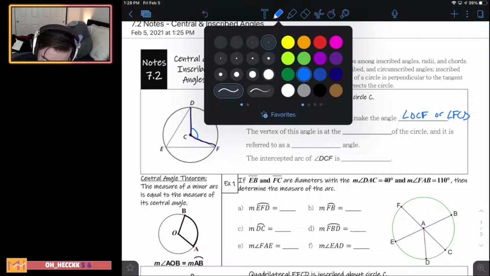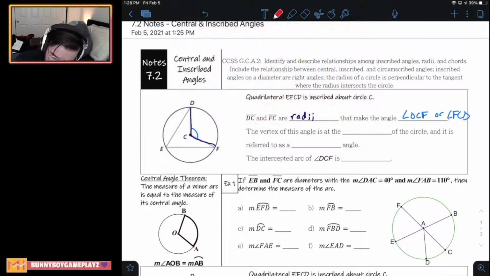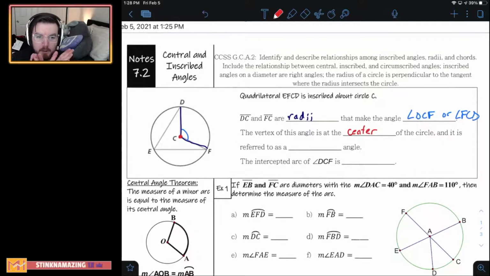The vertex of this angle is at the center of the circle, right? The vertex, if you don't recall that word, is where the arms sprout from. They're sprouting out of point C, and point C happens to be the center of the circle, and it is therefore referred to as a central angle. Makes a lot of sense, right? The vertex is at the center. We call it a central angle.